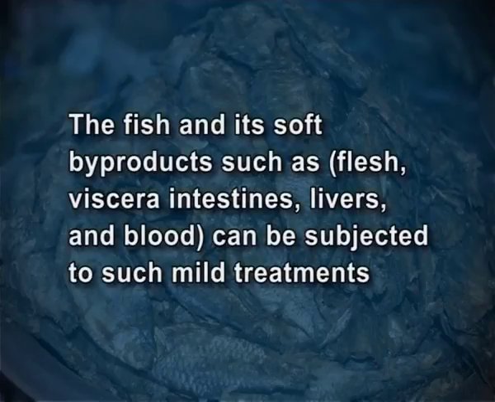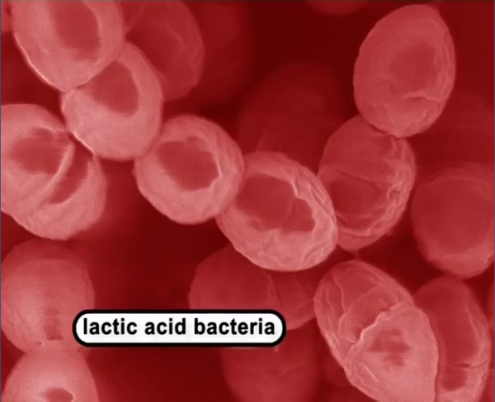The fish and its soft byproducts such as flesh, viscera, intestines, livers, and blood can be subjected to such mild treatments. Such materials can be treated with appropriate bacterial cultures, especially of lactic acid bacteria, and a suitable carbohydrate source, for example, sugar industry byproduct molasses. The treated mixture is allowed to ferment under suitable conditions to obtain protein hydrolysates and or silage products. This mild treatment will help preserve the nutrients almost in their native state.